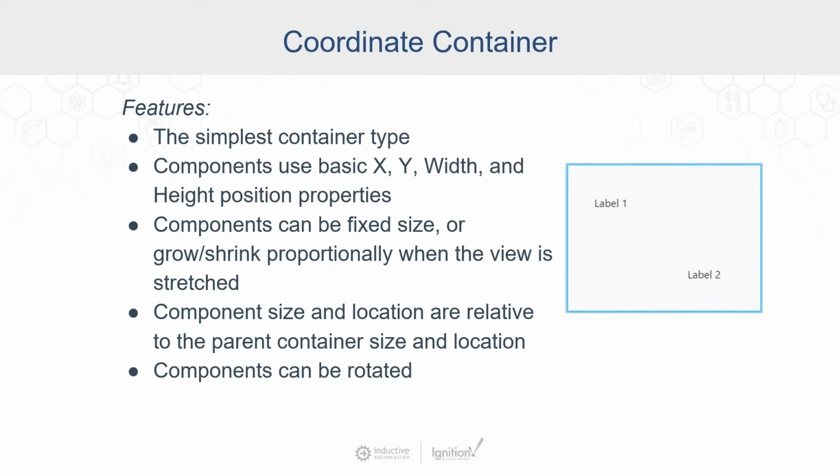That's one important thing to understand, especially as we're nesting these containers together: the components are going to be relative to their parent, and that container can be relative to its parent, and so on. Everything kind of funnels down, if you will. The components in a coordinate container can also be rotated, which is the only container type that allows that, because we can organize this in a fixed position.